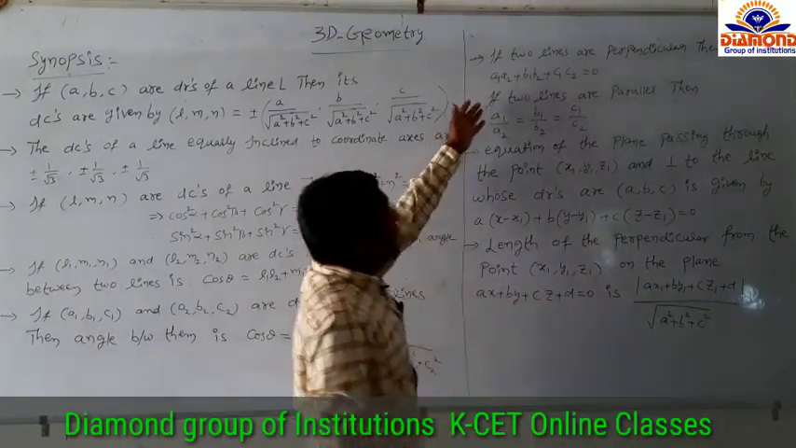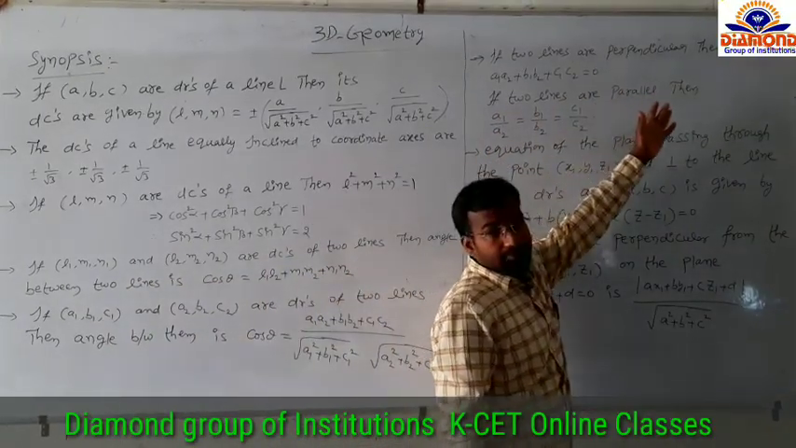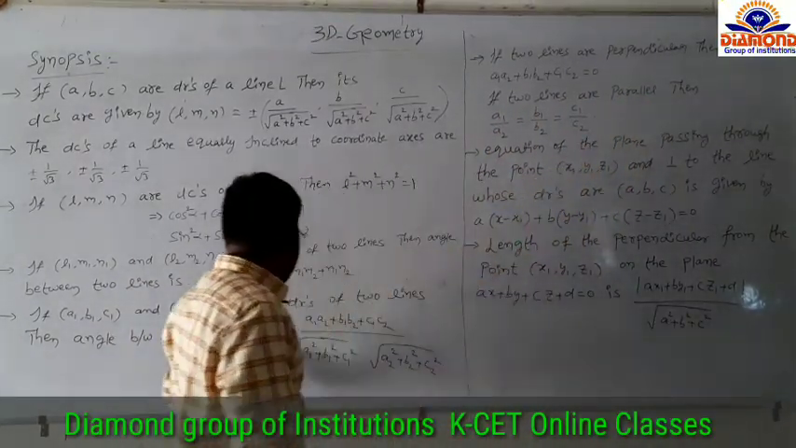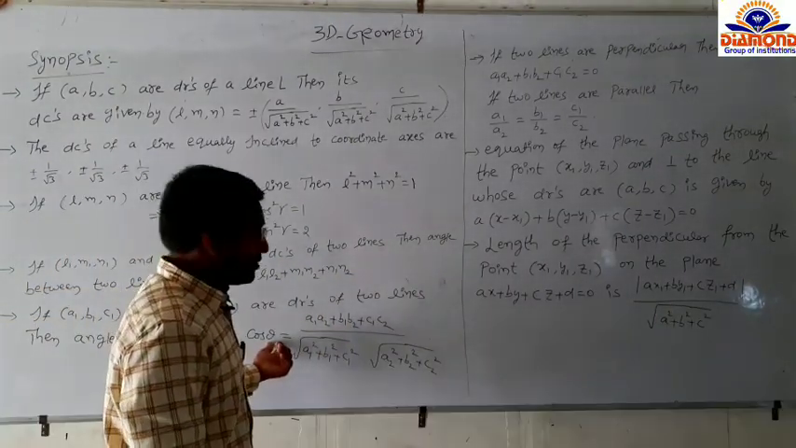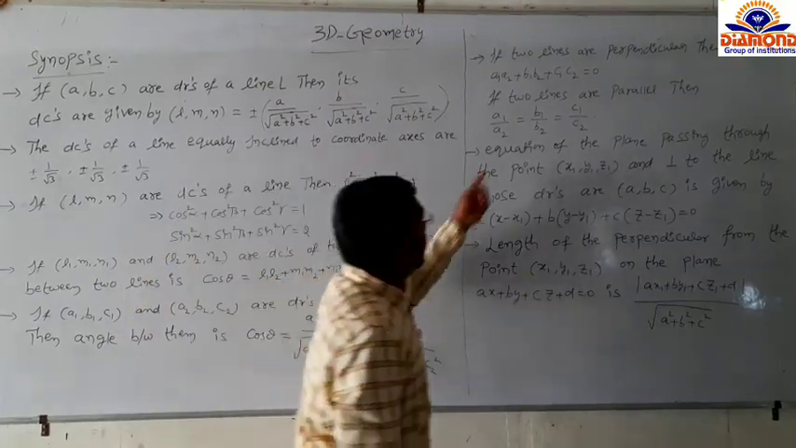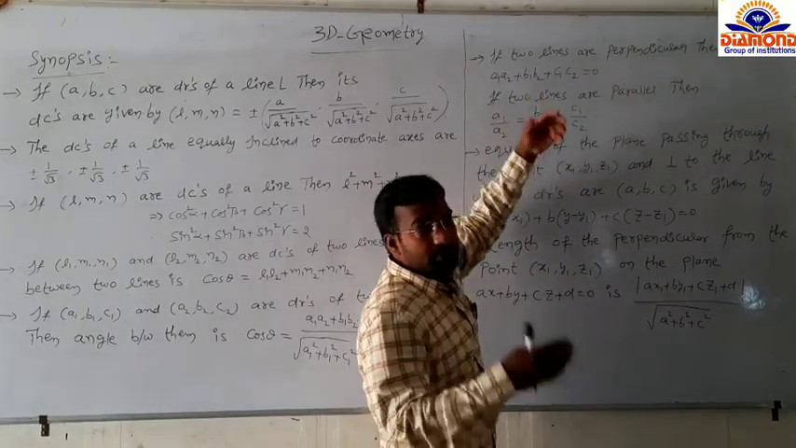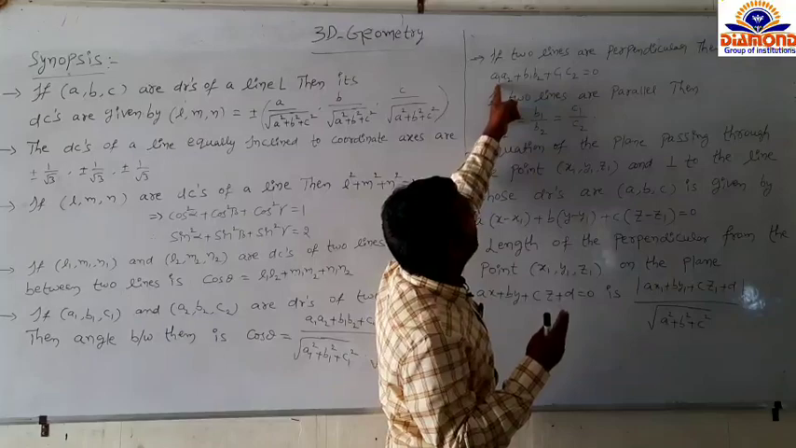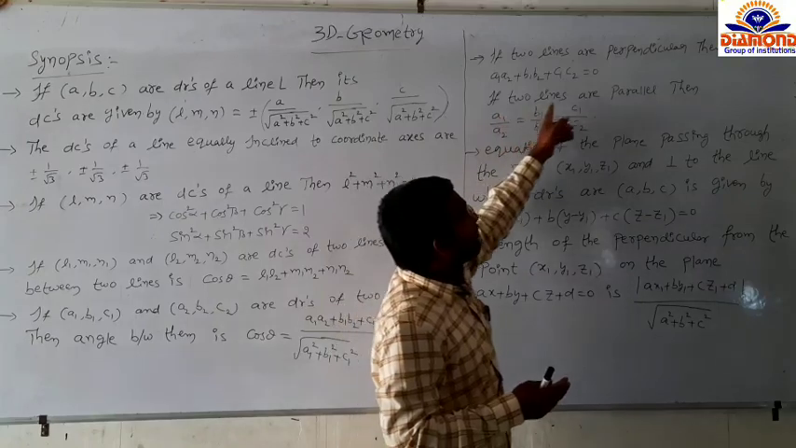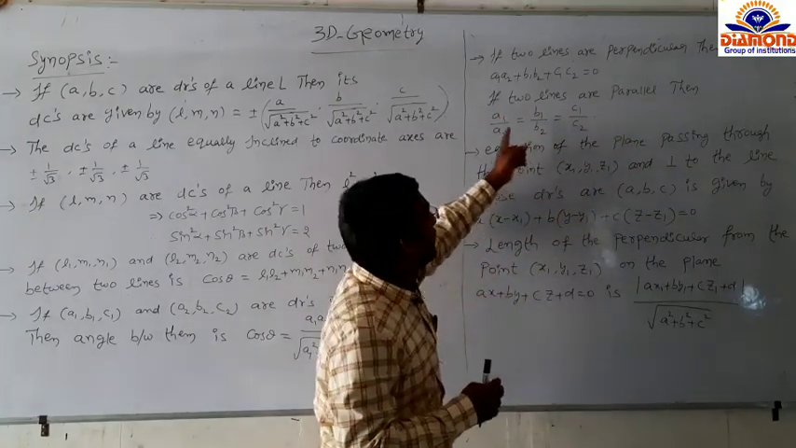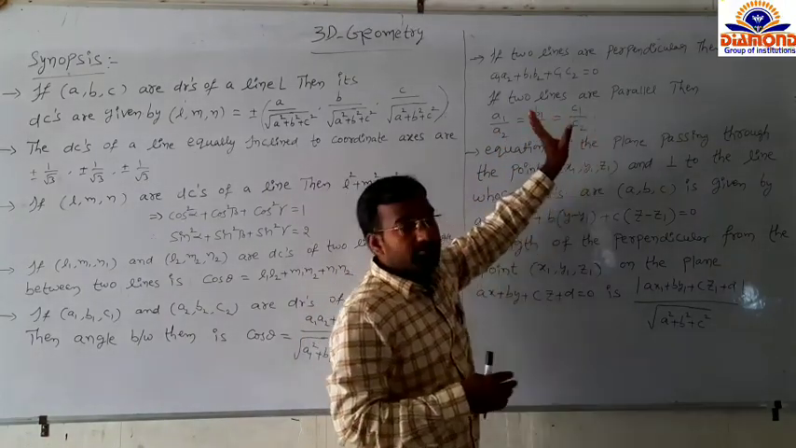Next, according to this formula, if two lines are perpendicular, theta is 90 degrees. So cos 90 is 0. That's why you get A1 A2 plus B1 B2 plus C1 C2 equal to 0. This is the perpendicular condition. Next, if two lines are parallel, use the condition A1 by A2 equal to B1 by B2 equal to C1 by C2.